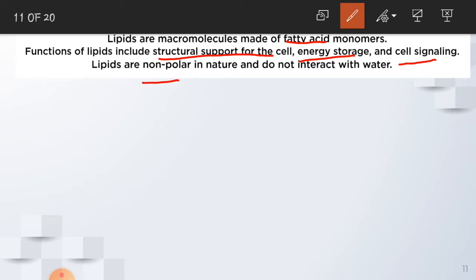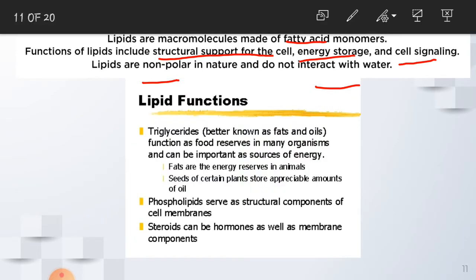Lipids are non-polar in nature, and they do not interact with water because we know that water is a polar substance. These are different kinds of lipids: triglycerides, phospholipids, and steroids. Triglycerides are also called fats and oils, and they function as a food reserve in many organisms and can be an important source of energy.